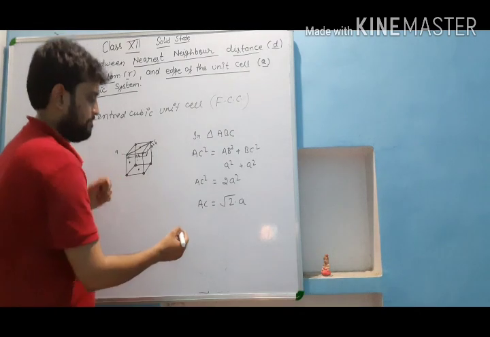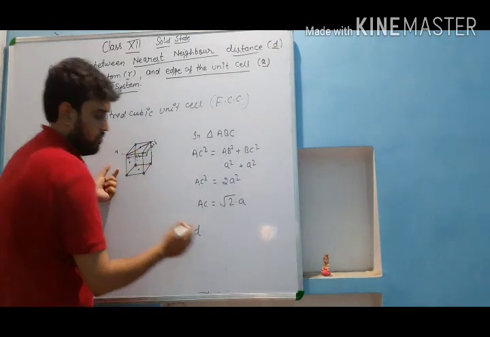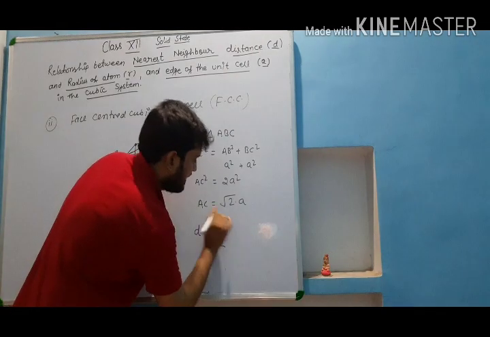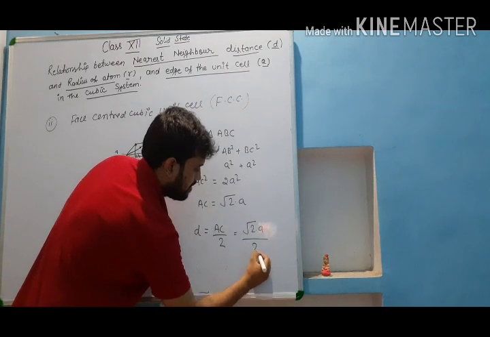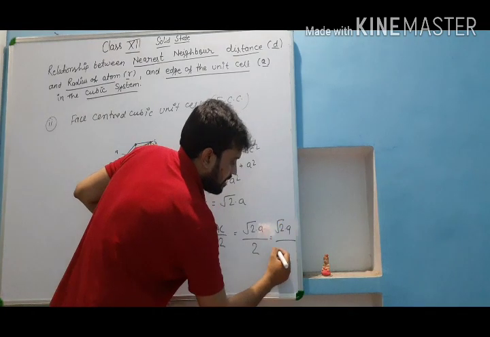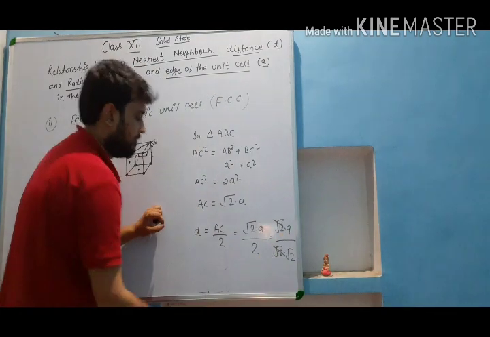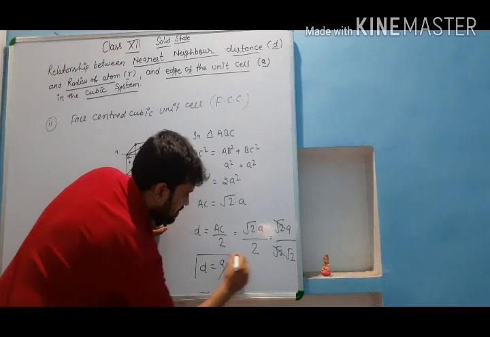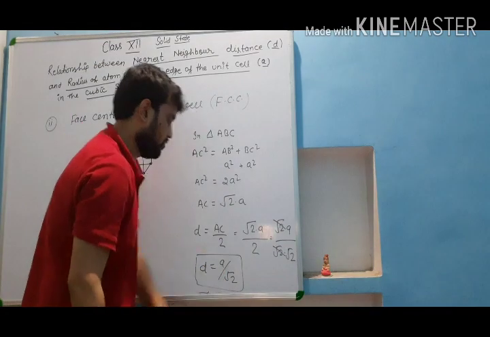If we find the relation for distance d, then distance d is equal to AC by 2. So d equals AC by 2. Then d equals root 2 into a upon 2, which is further multiplied by root 2 upon root 2. This root 2 cancels this root 2, and finally we get a by root 2. This is the relationship for d: d equals a by root 2.